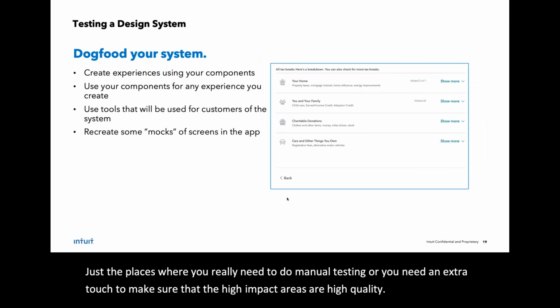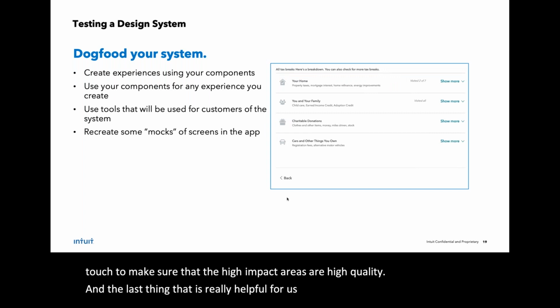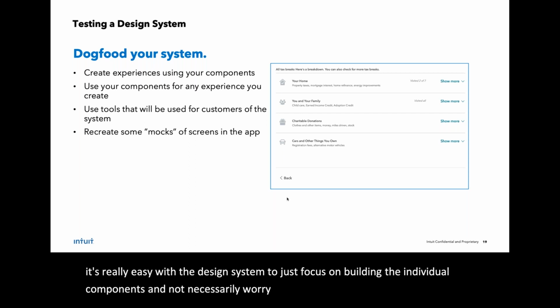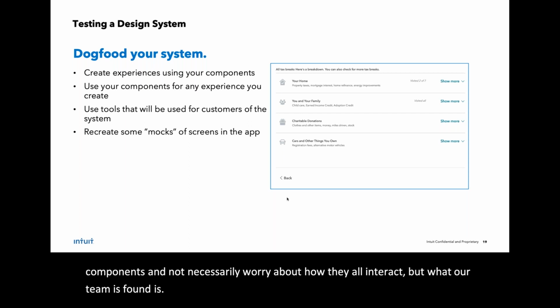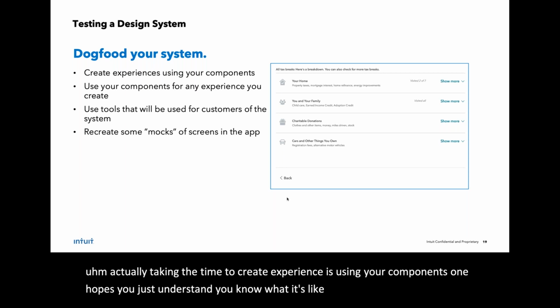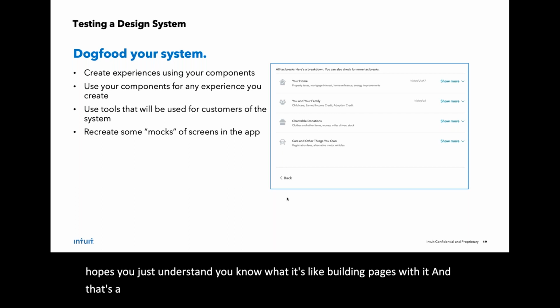And the last thing that is really helpful for us is really dogfooding our system. So it's really easy with a design system to just focus on building the individual components and not necessarily worry about how they all interact. But what our team has found is actually taking the time to create experiences using your components, one, helps you understand what it's like building pages with it, and that's a good practice for even just making sure your system's easy to use.